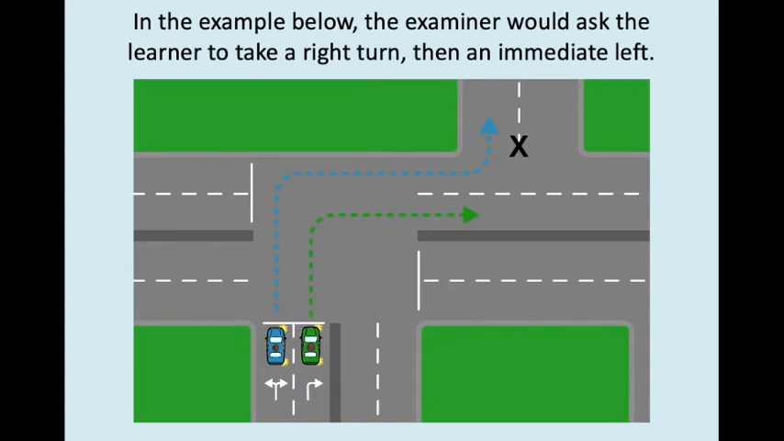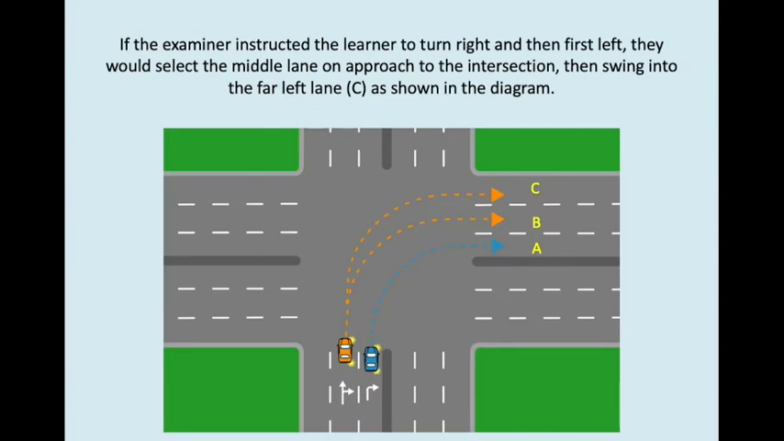Now let's take a look at the combination turn. In the example below, the examiner would ask the learner to take a right turn and then an immediate left. So that would be for the blue vehicle. Okay, in this one we're looking at the orange vehicle.